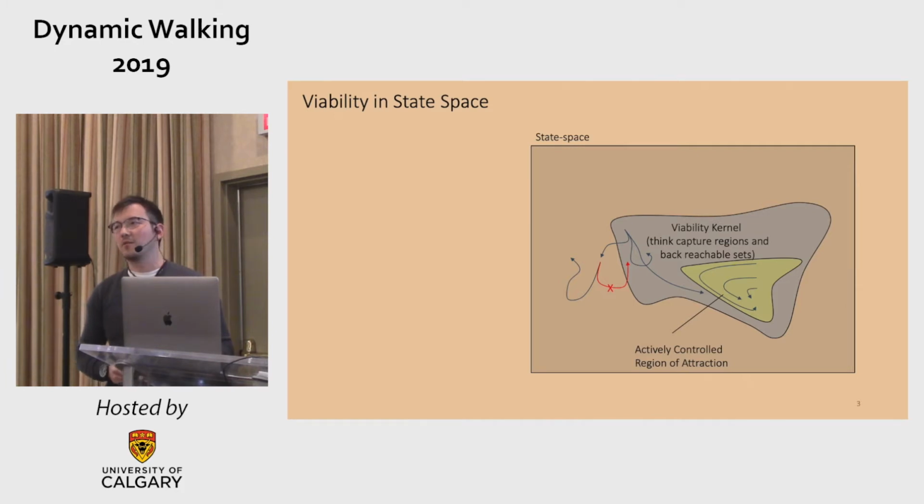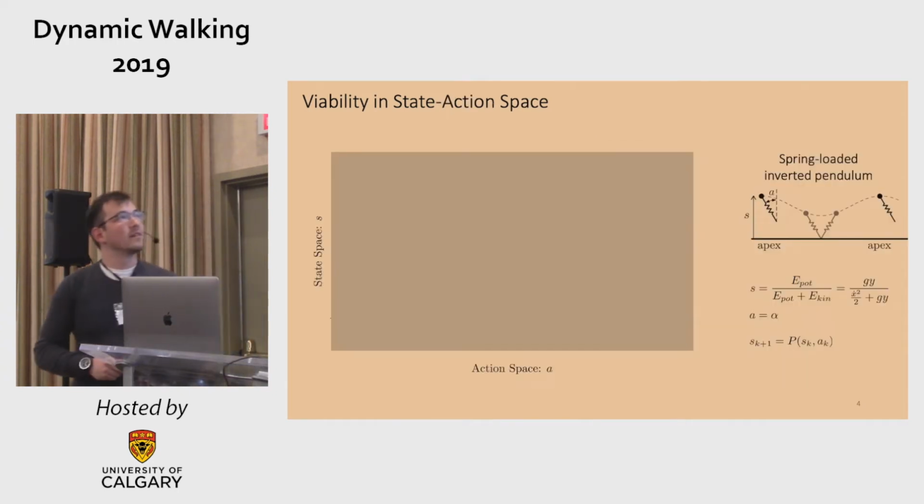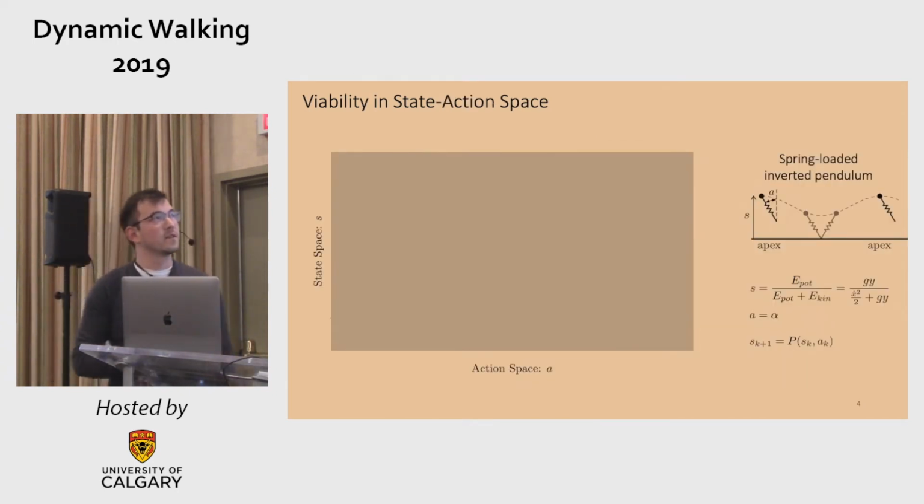And to find this structure, we need to look at viable sets, not just in the state space, but in the state action space. So I'm going to illustrate this with a very simple example. Our toy model is just going to be the spring-loaded inverted pendulum. We're going to have a one-dimensional state space. Every time we're at apex, we're going to just look at the normalized height, so potential over total energy. And we're going to have a one-dimensional action space, which is just the landing angle of attack. You get to choose this again every time we're at apex.